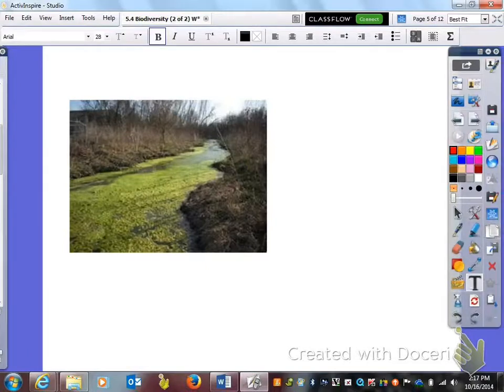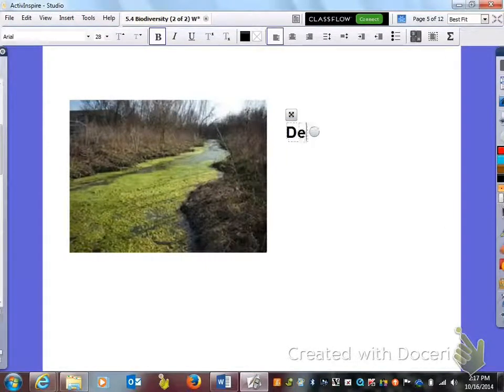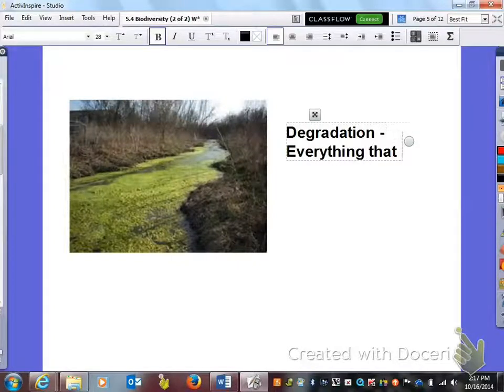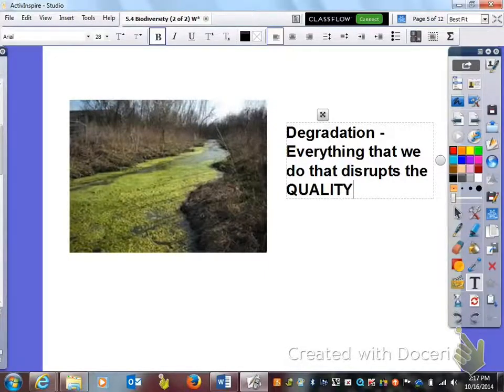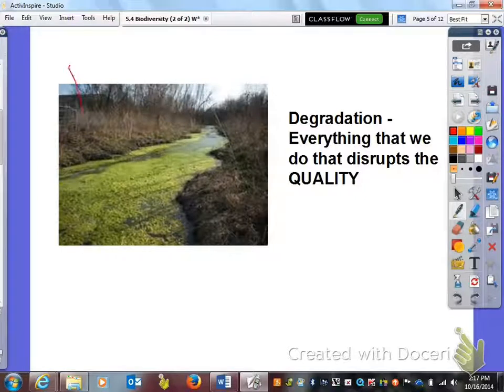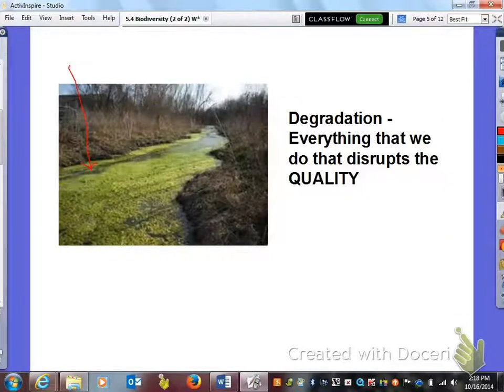Okay, the next thing that can cause habitat loss is degradation. And degradation refers to everything that we do that disrupts the quality. So, in our picture here, what's happened is a farmer has used fertilizer. That fertilizer then has run into the stream, which has caused an algal bloom. So that's degradation. It's something that we did that degraded the quality of the habitat or the ecosystem.